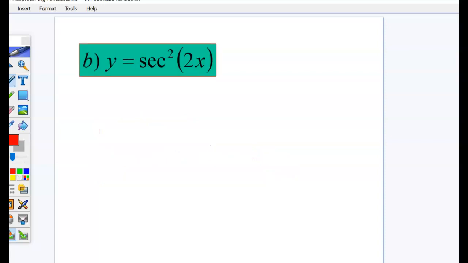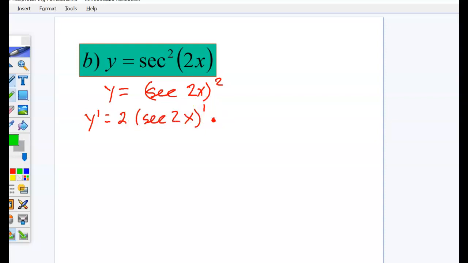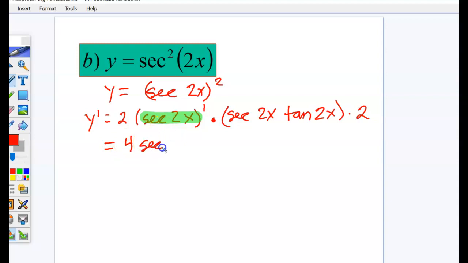So if I was wanting to do the derivative of secant squared 2x, the first thing I'm going to do is rewrite this as secant 2x all squared. Now I'm going to apply the chain rule, so the 2 comes out front. Secant 2x drops to a power of 2, and then I must multiply by the derivative of secant 2x. The derivative of secant is secant 2x tangent 2x. And then I multiply all of this by the derivative of 2x, which is 2. So simplifying, 2 times 2 is 4. Secant 2x times secant 2x is secant squared 2x tangent 2x, and that would be your final simplified answer.